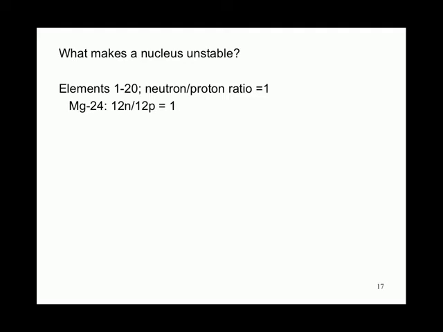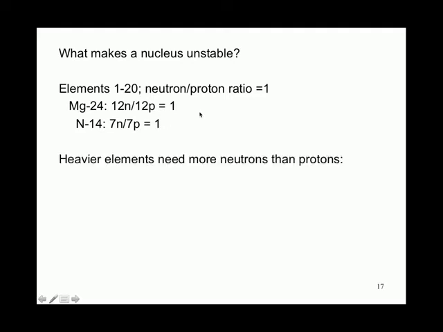Here is our example with magnesium-24. 12 neutrons and 12 protons, that's 1. Nitrogen-14, it's also going to give us a ratio of 1. Now here you notice that both of these are odd, but the main thing is that the neutron-proton ratio is just 1. Now heavier elements seem to need more neutrons than protons, so the ratio is greater than 1.